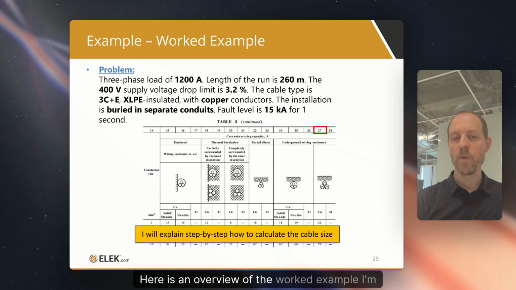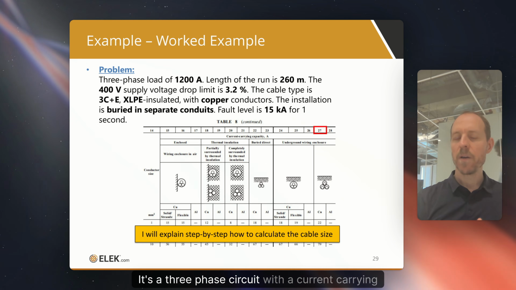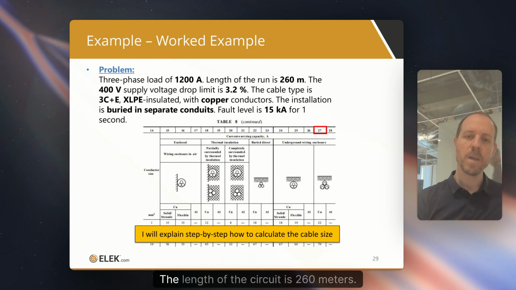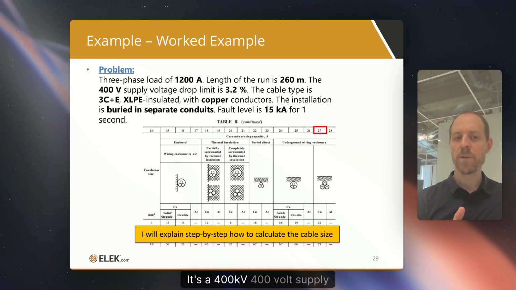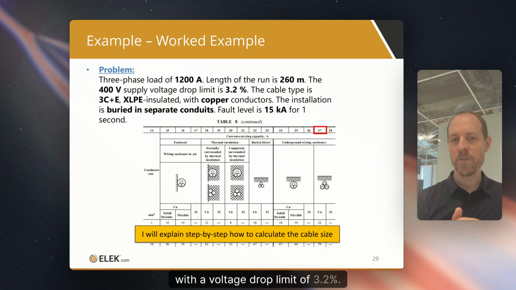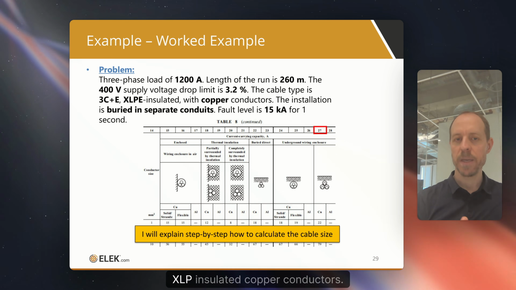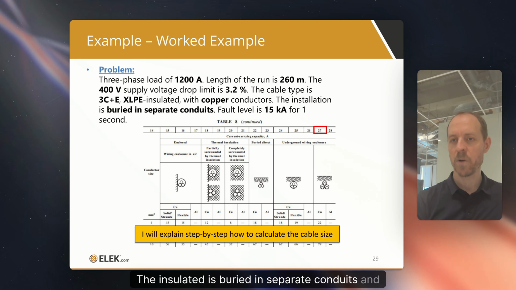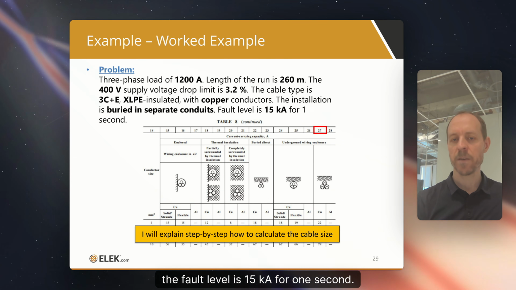Here is an overview of the worked example I'm going to show you. It's a three-phase circuit carrying a current of 1200 amperes. The length of the circuit is 260 meters. It's a 400 volt supply with a voltage drop limit of 3.2%. The cable type is 3-core and earth, XLPE insulated, copper conductors. The cables are buried in separate conduits. And the fault level is 15 kA for 1 second.